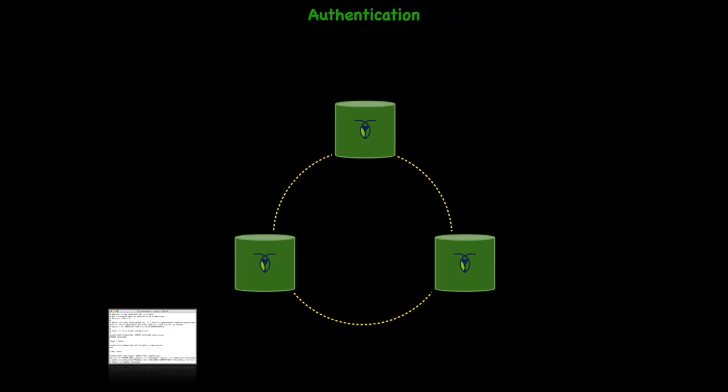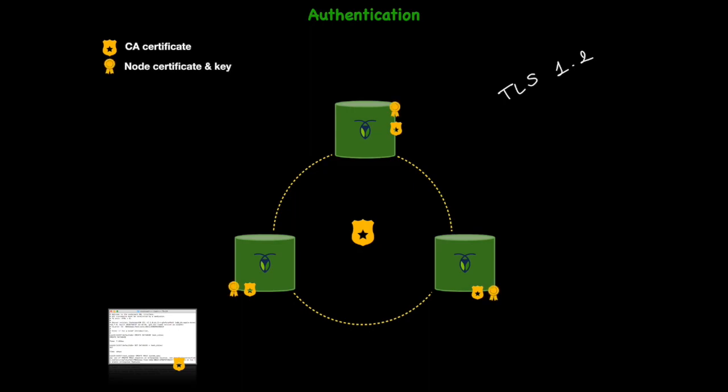Authentication refers to the act of verifying the identity of the other party in communication. In internode communication, authentication involves verifying the identities of both nodes. In client-node communication, it means verifying the identities of a node and a client. CockroachDB uses TLS 1.2 digital certificates for internode and client-node authentication, which requires a CA certificate, which is shared across all nodes and clients. It also requires keys and certificates for nodes and clients.